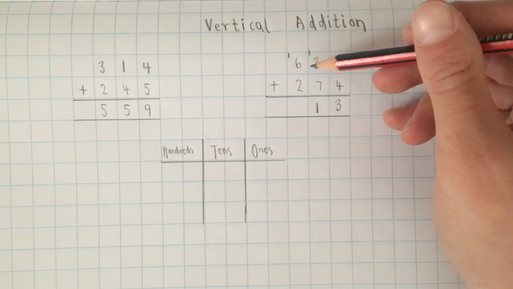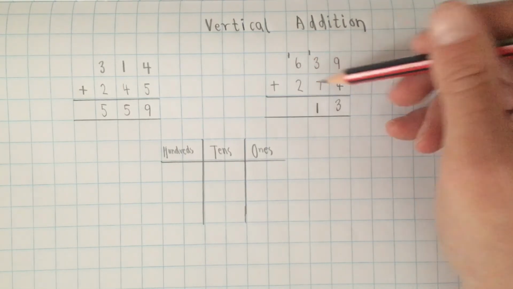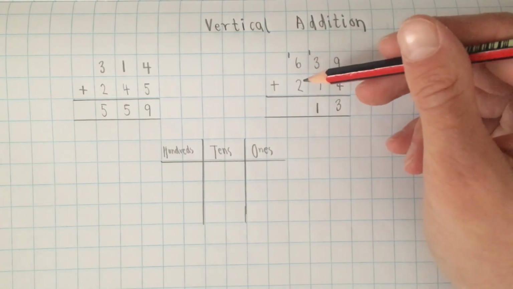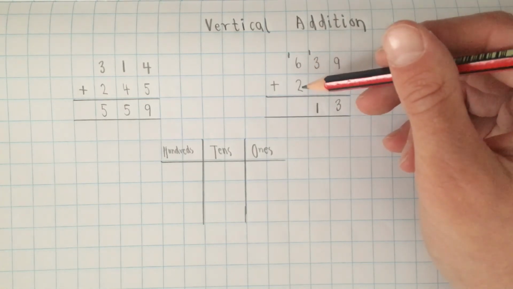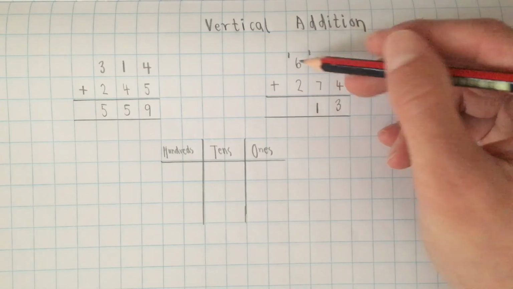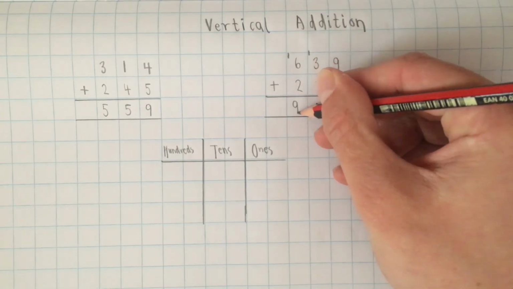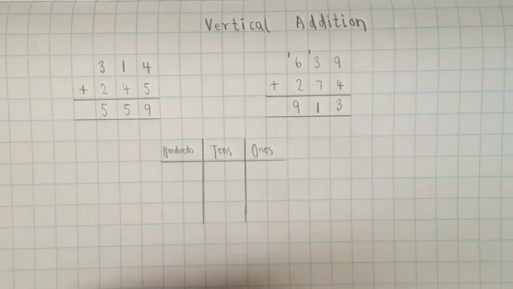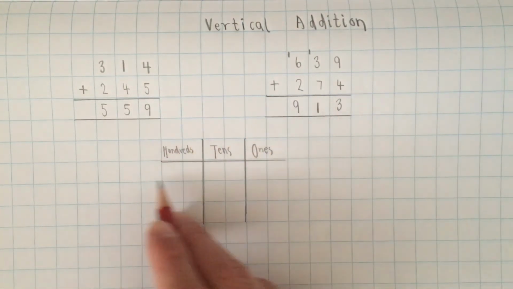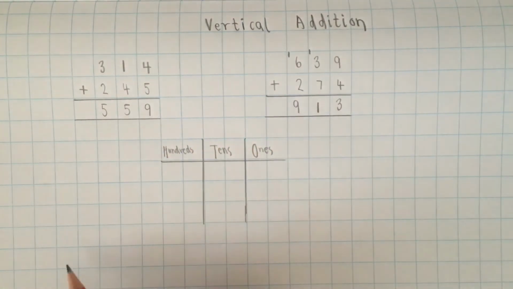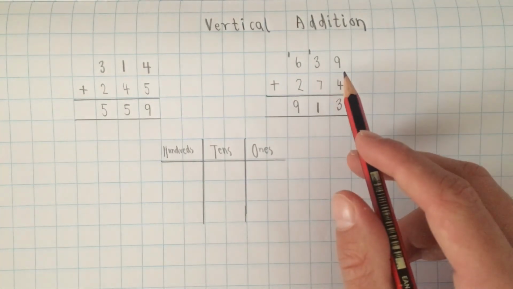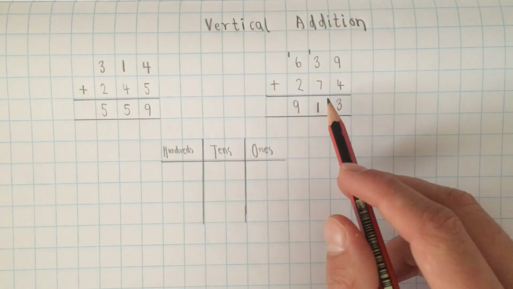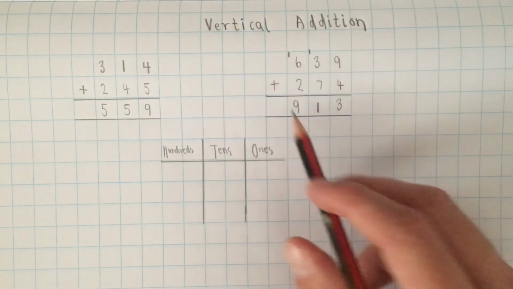My next job is to add the 600s and the 200s and the 100. So 600 and 200 is 800, plus the extra 1 makes it 900. So my answer is 913. So it's very important to remember the place value system that we have, and remembering to carry the 1 and then add it back, or add the 10 back, or add the 100 back.